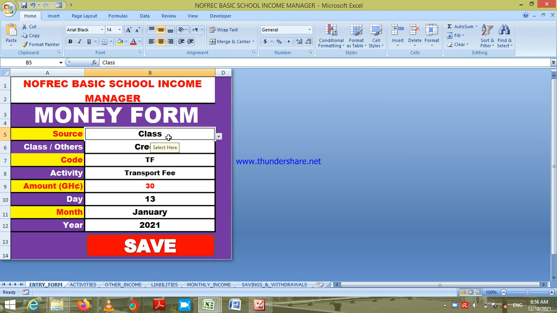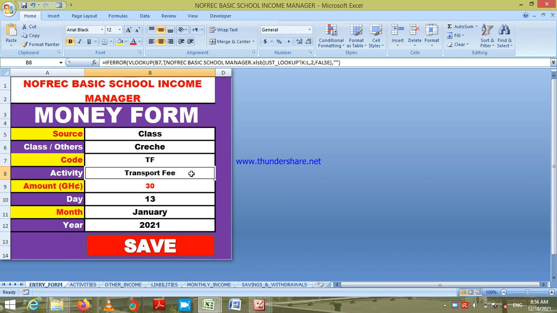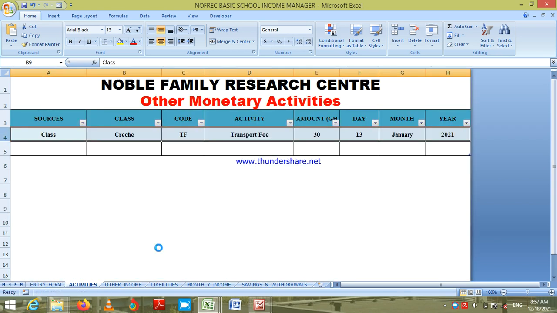So we were saying that assuming we have a source of income from a class, and that class is crèche, and the income was transport fee, we had 30 cedis from them. So we are going to issue our save command, and this takes about 25 seconds to save. It takes sometimes more. So we wait small for it to save. Looking at the scope, this particular work is very, very broad, so it takes some time to react. You have to be patient. Wait small for it to react before we continue with other aspects.